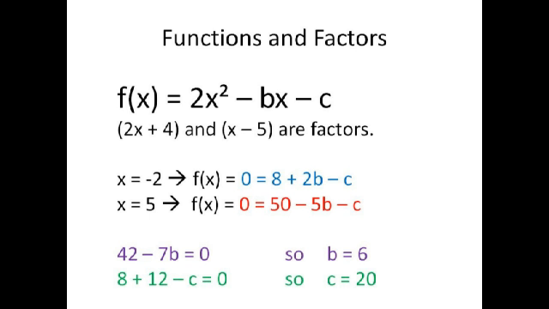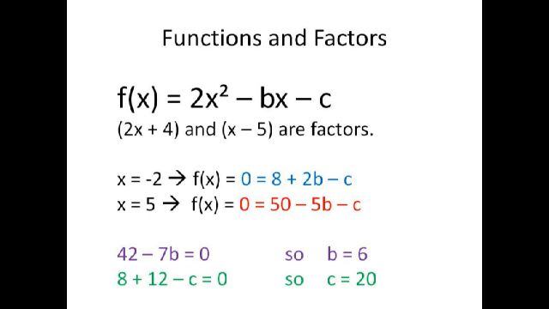equals 0. So for that we can take the 7b over, so 42 equals 7b, divide both sides by 7, and we get that b equals 6. Sub that into one of the original equations, so we'll go for the blue one. 8 plus 2 times 6 is 8 plus 12, which is 20. 20 minus c equals 0. Take the c over, c equals 20, and that's your answers.